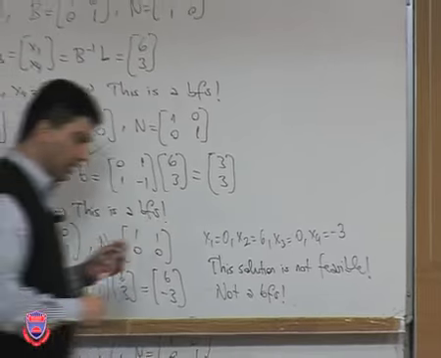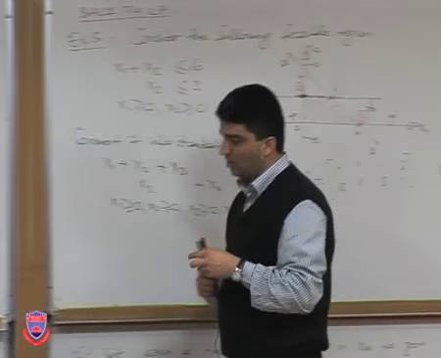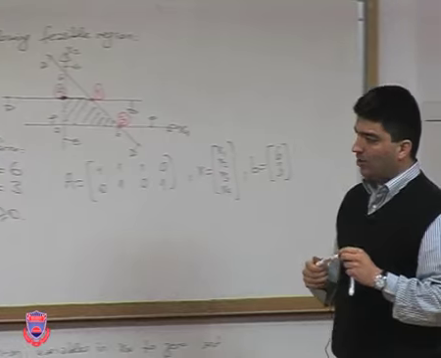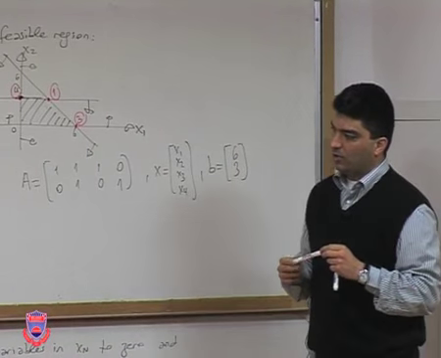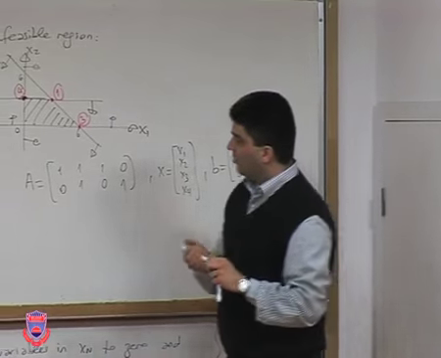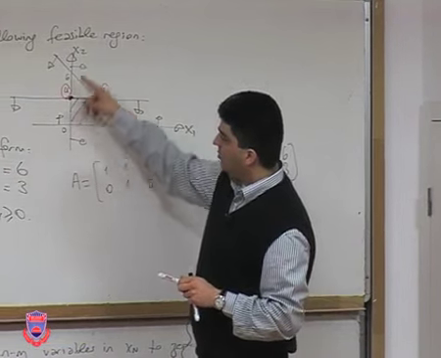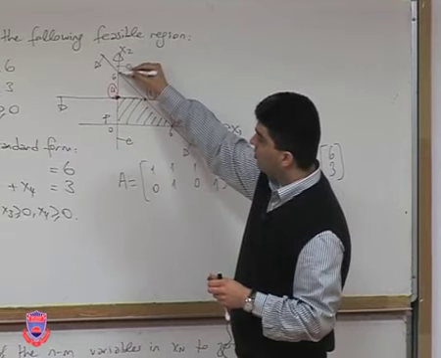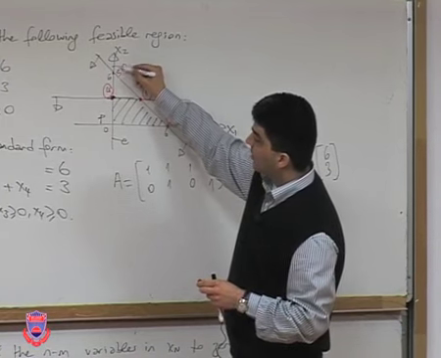Let me go back to my picture again, and let me try to see what's going on here. So what's the value of x1? x1 is equal to 0, and the value of x2 is equal to 6, right? So what does it correspond to in this picture? x1 is 0, x2 is equal to 6. It actually corresponds to this one right here, okay?